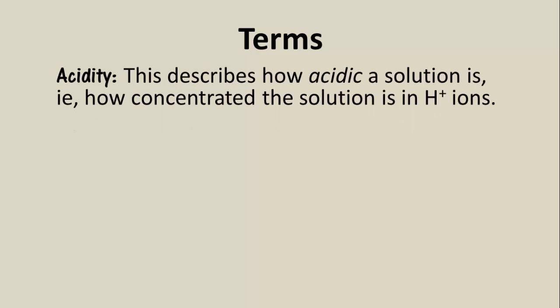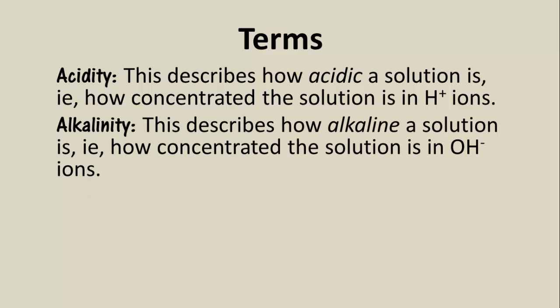Let's look at some key terms first. Acidity. This, of course, is a term that describes how acidic a solution is. That is, how concentrated the solution is in hydrogen ions. Another, perhaps less common term you would have used is alkalinity. This, of course, describes how alkaline a solution is. In other words, how concentrated the solution is in hydroxide ions.